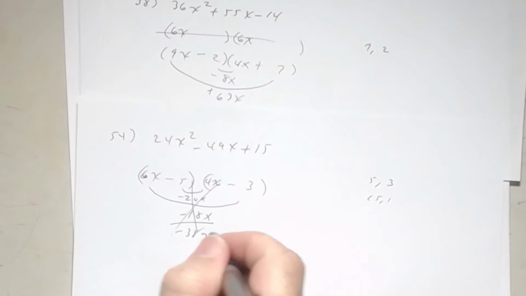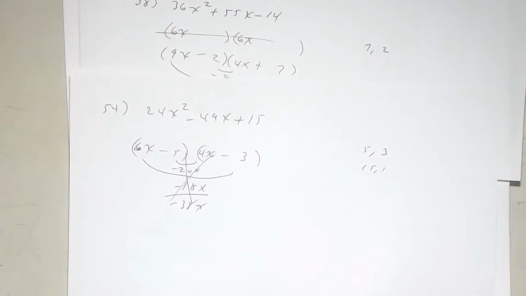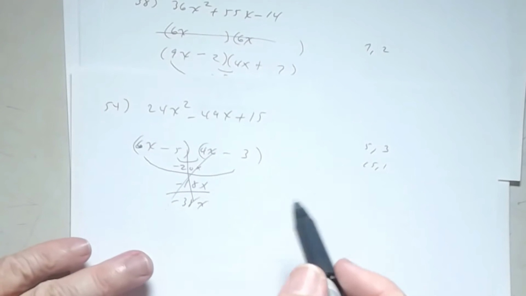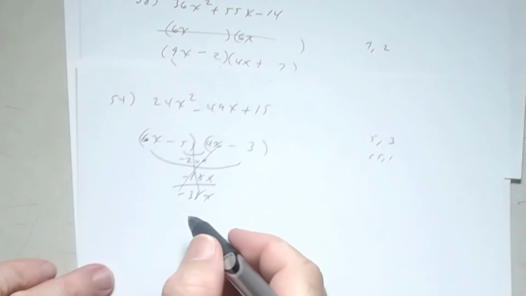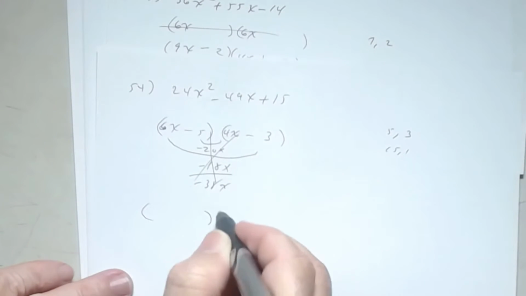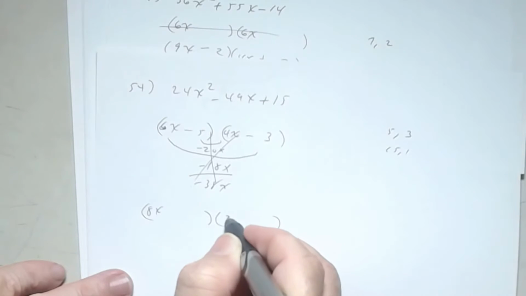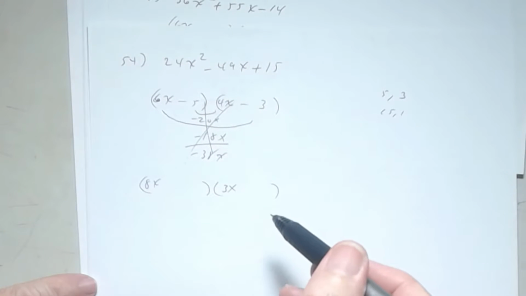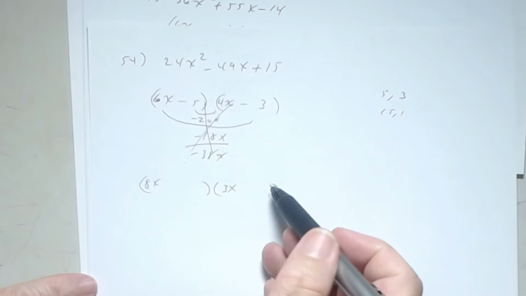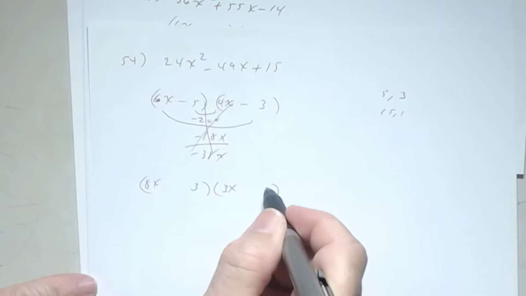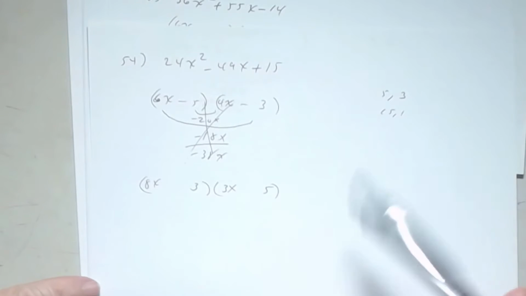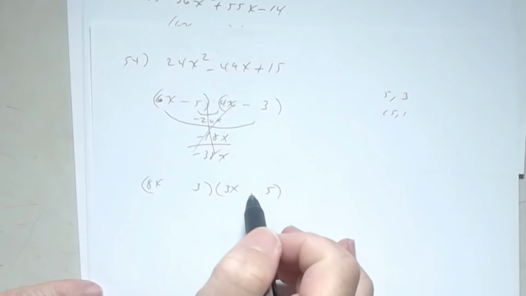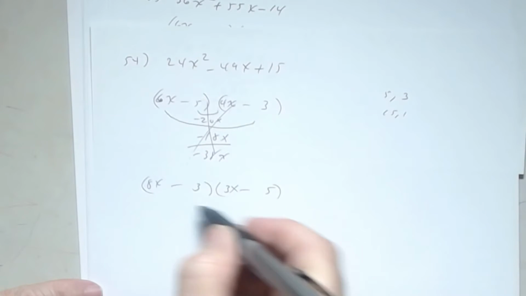Okay, so let's try a different one. So putting 15 and 1 is not going to work either. Do you want to try 8 and 3 instead of 6x and 4x? All right, so let's do the 5 and 3 again. I can't put the 3 with the 3, so I have to put the 3 in the first parentheses and the 5 in the second. Y'all agree? Okay, you still got a positive last sign, so these signs have to be the same, and they're both going to be negative.